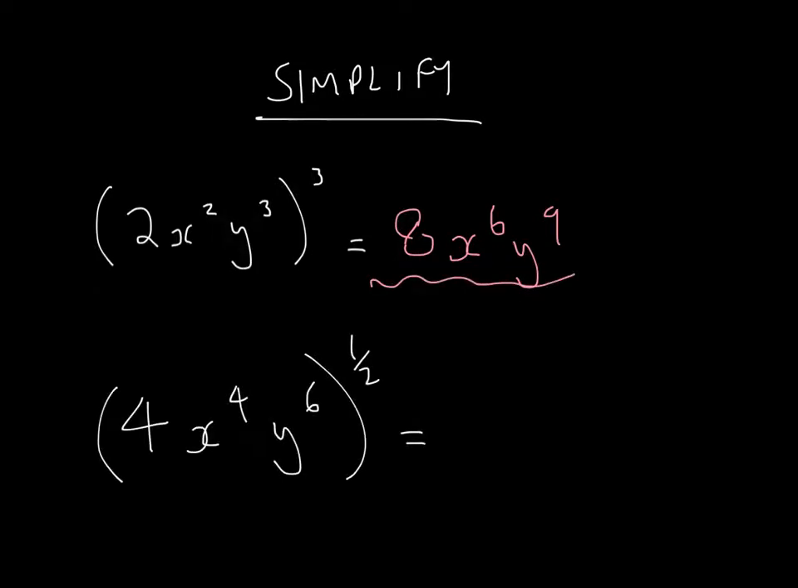So a slightly more complicated one, now to the power of a half. And you need to remember that anything to the power of a half means you square root. So square root the 4 to give you 2. And then, like the question up above, I'm going to multiply these powers. So we've got x squared, y to the 3.